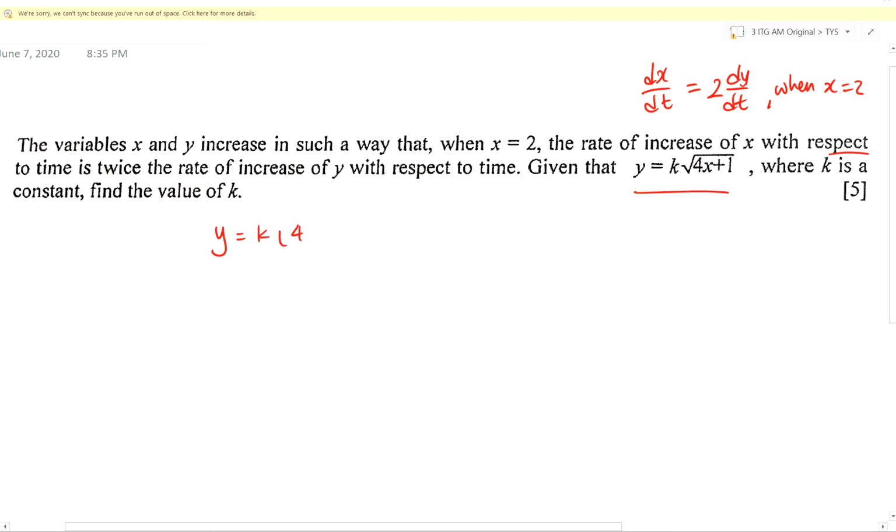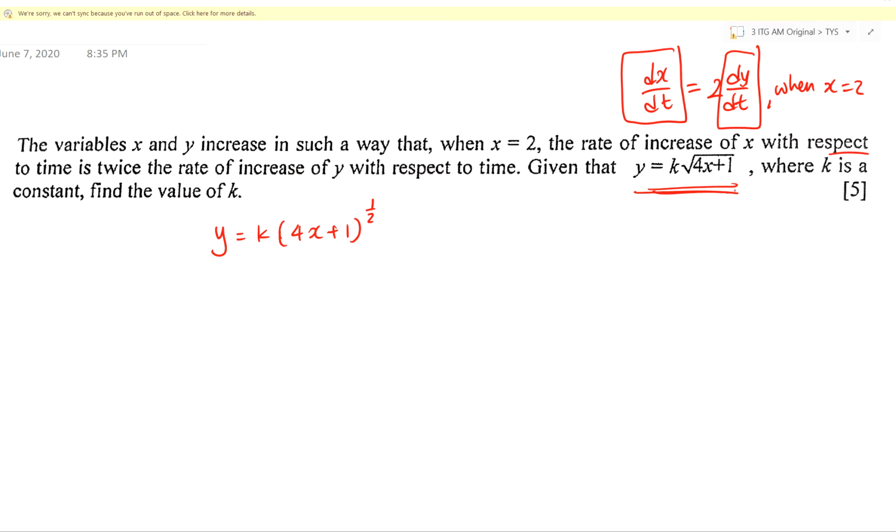OK, 4x plus 1 power half. So we would like to rewrite that because it will be easier for us to differentiate. Why should we be differentiating this? Because at the moment we have dx/dt, dy/dt, but the equation given has no time.